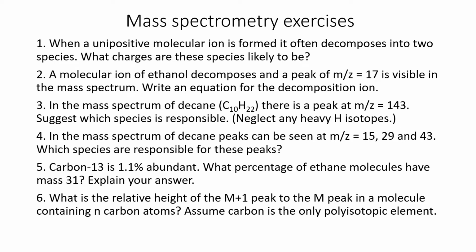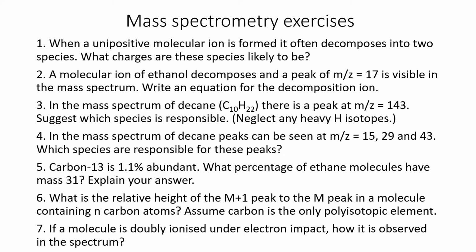And then finally, a slightly harder question: the relative height of the M+1 peak to the M peak. So the M represents the mass of the molecular ion. M+1 is where the mass peak comes up one higher, so this will be due to a heavy isotope, increasing the mass by 1. The relative height of the M+1 peak to the M peak in a molecule containing n carbon atoms. Again, we're only considering carbon as carrying multiple isotopes in this example.